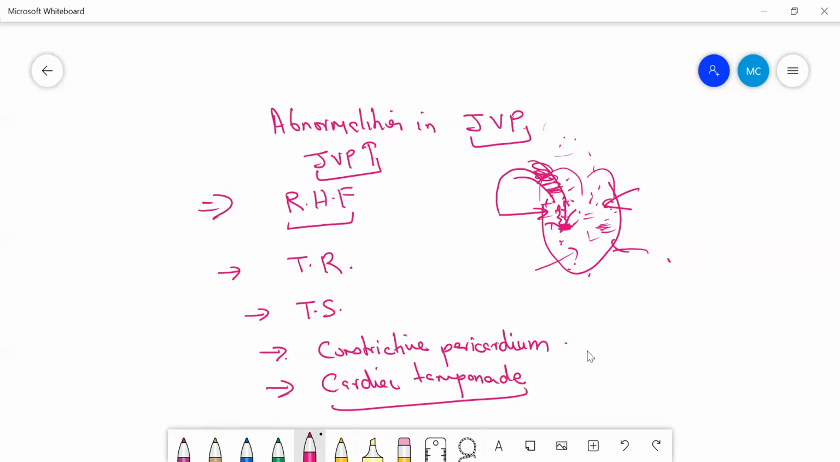Okay, so these are some of the main causes. One more thing is the overuse of IV fluids. If you have overuse of IV fluids, it can also lead to a volume overload, and it can cause a raised JVP. Apart from this, you have also got other reasons, like if there is a massive ascites, or there is a right-sided pleural effusion.